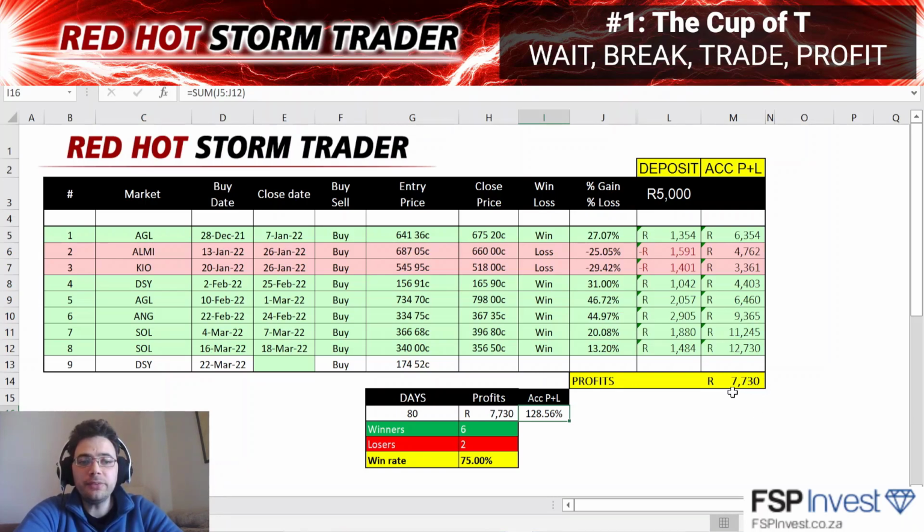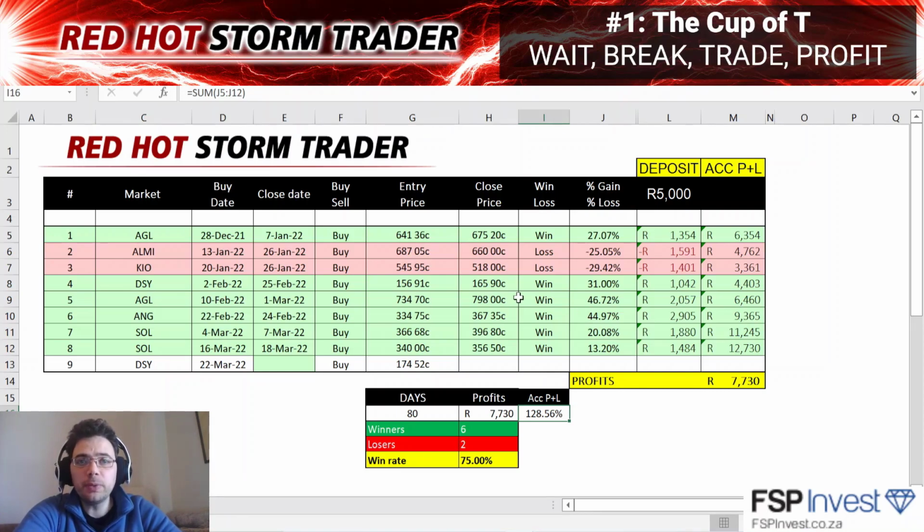5,000 Rand deposit equals a 7,730 Rand profit. 50,000 Rand equals 70,730 Rand profit. It is all relative. So what I want to do is show you one of these chart patterns that I've used to send out to my Red Hot Storm traders and where we've banked a very decent profit.